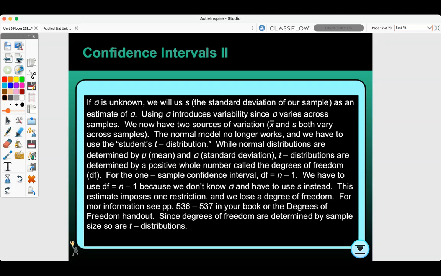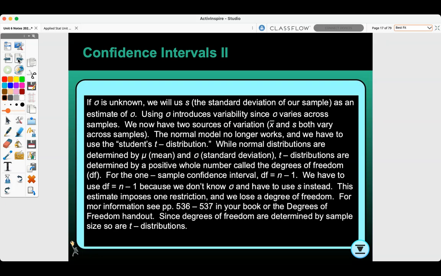While normal distributions are determined by the mean, mu, and standard deviation, sigma, t-distributions are determined by a positive whole number called the number of degrees of freedom, which we denote with df. For the one-sample confidence interval, degrees of freedom is n minus 1. We have to use degrees of freedom equals n minus 1 because we don't know sigma, and instead we have to use S. This estimate imposes one restriction, and we lose a degree of freedom.